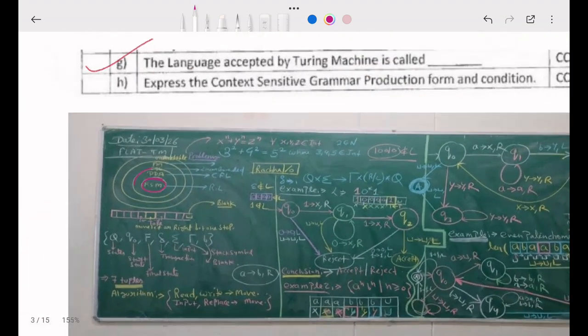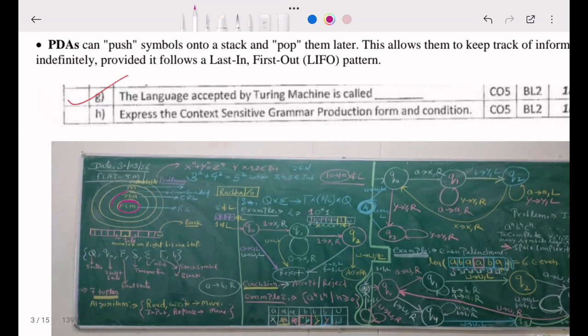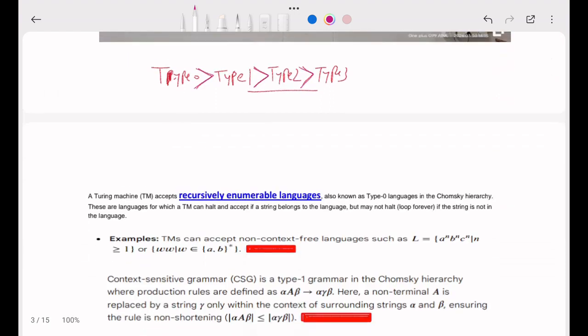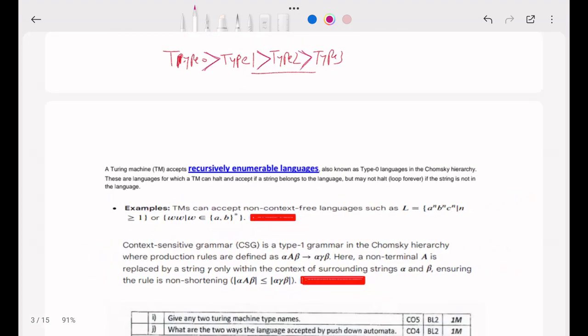Now we are coming to the next topic. What is the next topic? He is asking what is the context sensitive grammar production. We told you that.